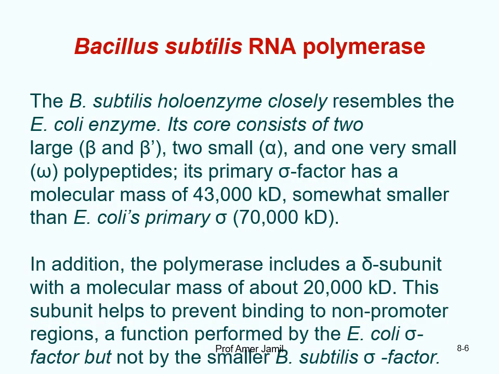And Bacillus subtilis RNA polymerase holoenzyme closely resembles that of E. coli. It consists of beta, beta prime, two alpha subunits, and one very small omega polypeptide. Its primary sigma factor is 43 kDa, whereas in the E. coli cell, the primary sigma factor is 70 kDa. 70 kD. It's not 70,000 kD, but it is 70 kD.